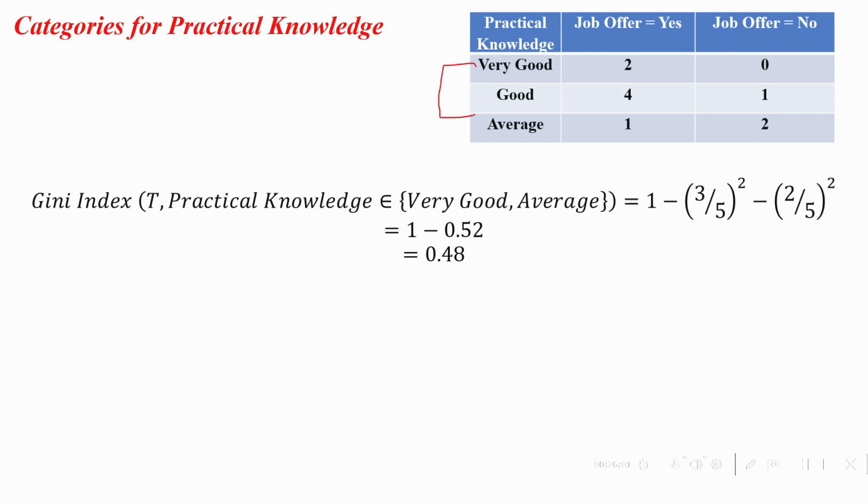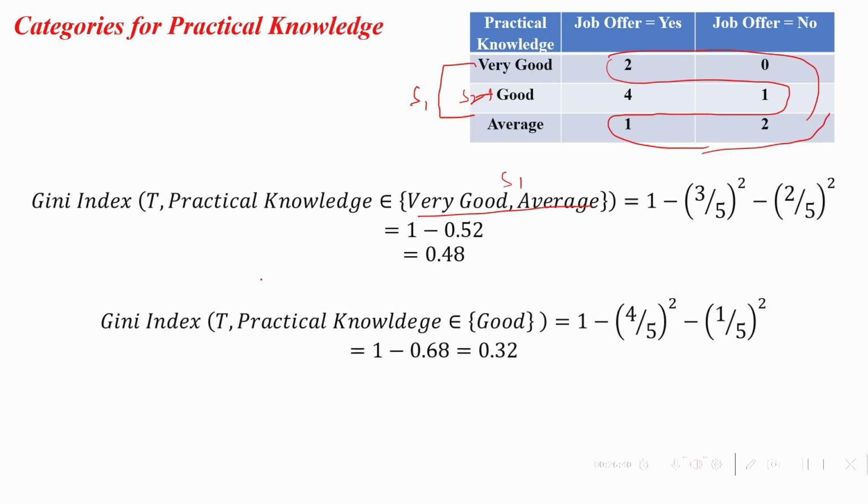Now we are going to find out the other possibility. Here very good and average is one subset, S1, and good is the other subset, S2. So the Gini index of the target variable with respect to practical knowledge, very good and average, that is subset 1: the number of elements in subset 1 is 5. Out of 5 elements, 3 belong to yes and 2 belong to no. That is equal to 1 minus (3 by 5) whole square minus (2 by 5) whole square, which is 1 minus 0.52, equal to 0.48.